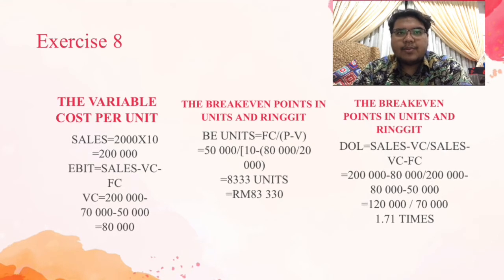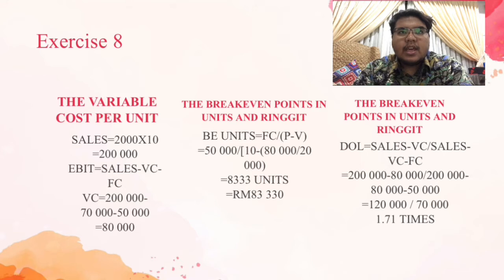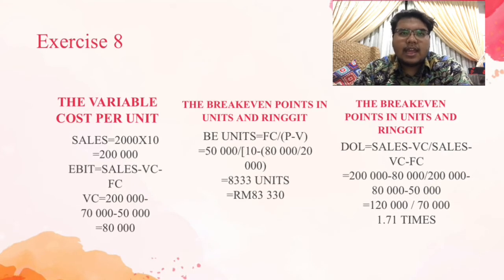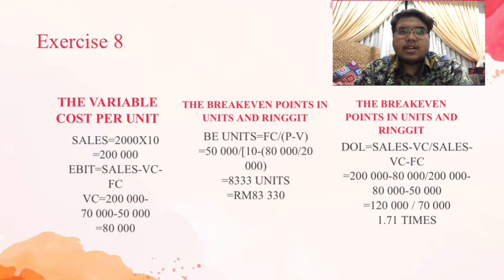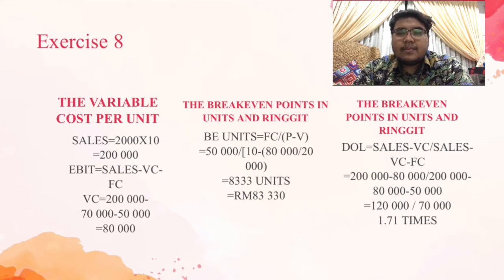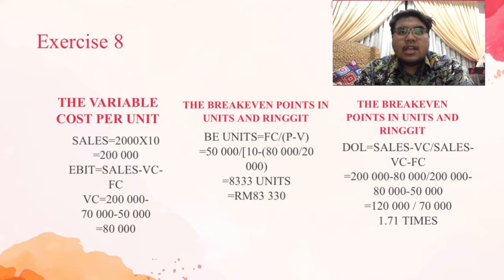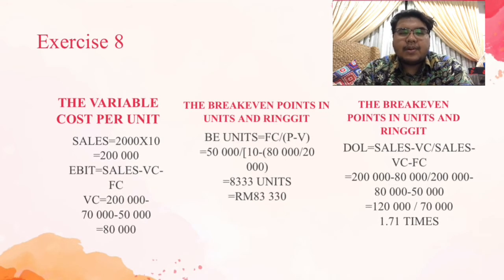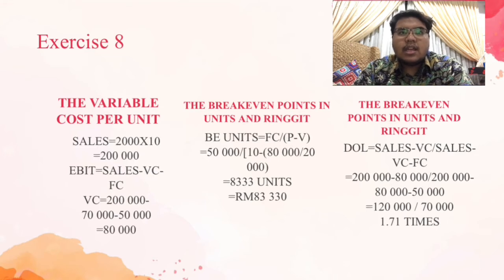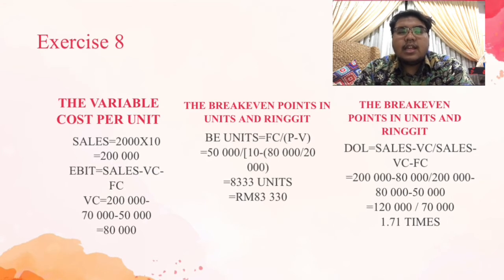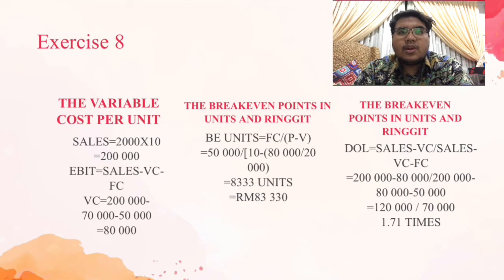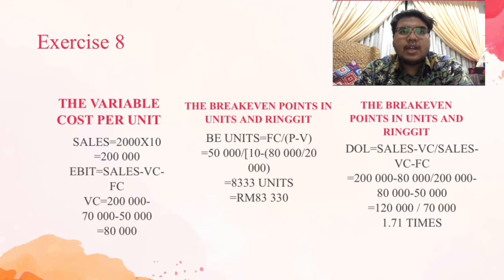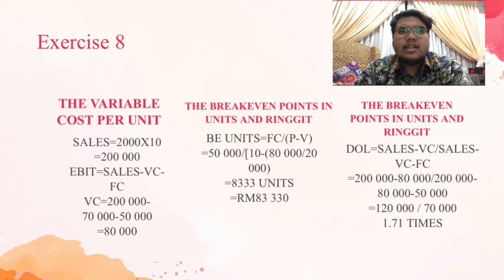And then we have to find the break-even points in units and ringgit. For the formula, break-even units is equal to fixed cost divided by price per unit minus variable cost per unit. This means 50,000 divided by 10 minus 80,000 divided by 20,000, which equals 50,000 divided by 6, which is equal to 8,333 units, and that is equal to 83,330 ringgit.